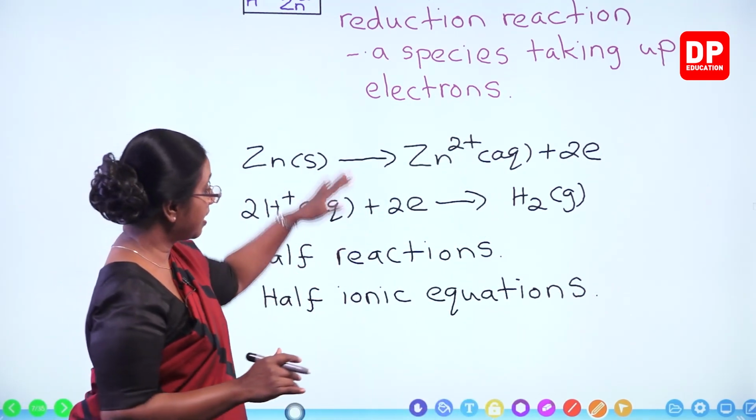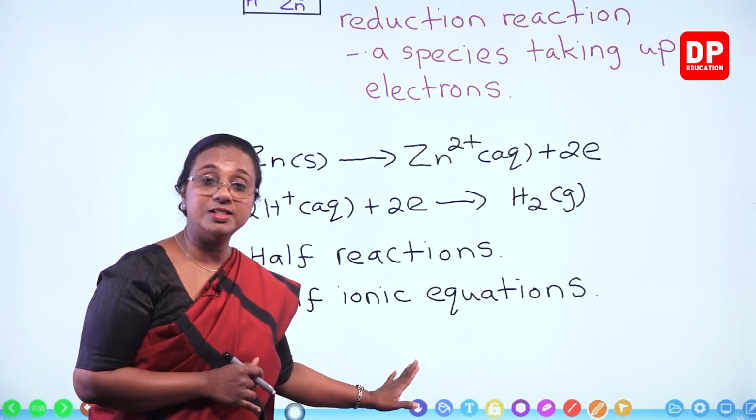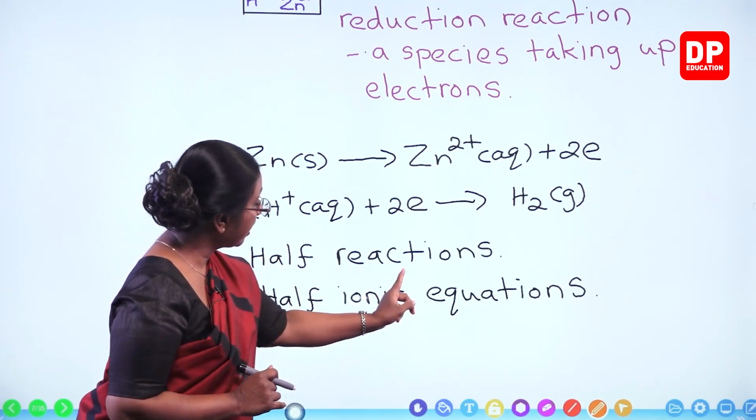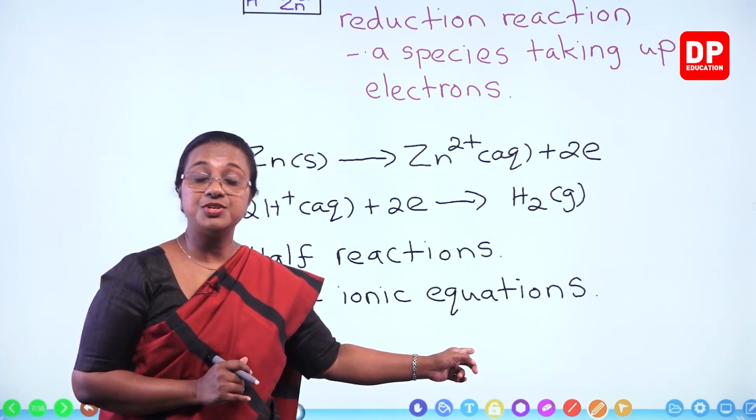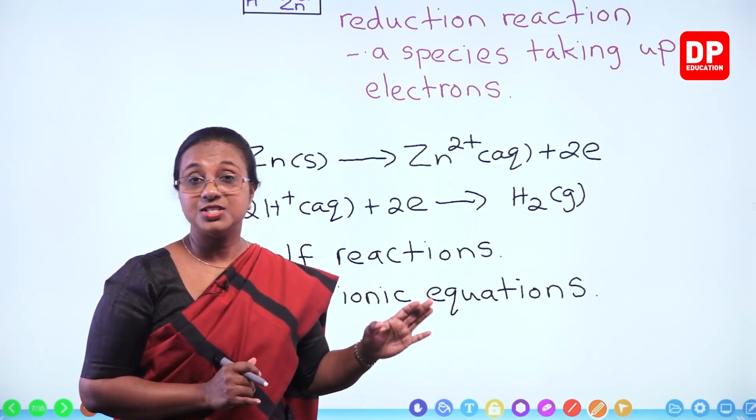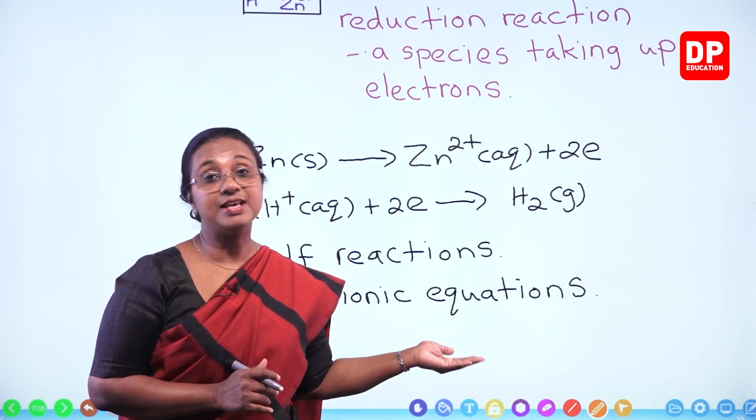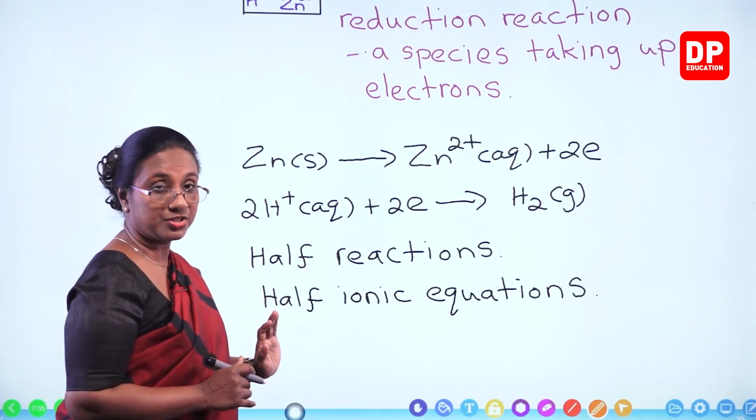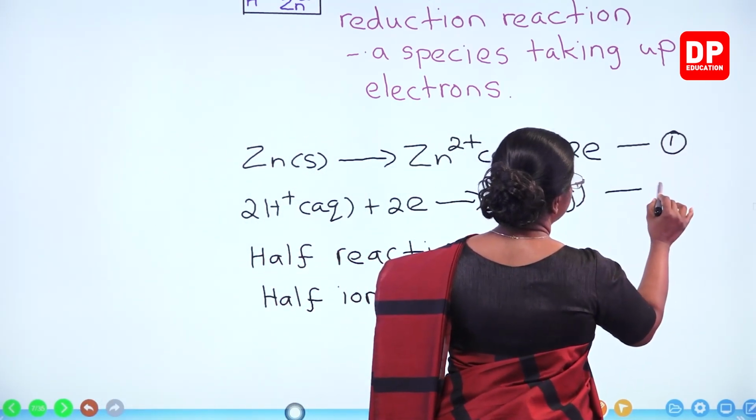Here, students, I'm doing it once, and starting from the next slide I'll be repeating all these reactions, because this is the first time you are using half reactions or half ionic equations and trying to understand the concept of oxidation and reduction. That is why I'll be repeating these again. So there are two half reactions. If you add them together, this is 1, this is 2.